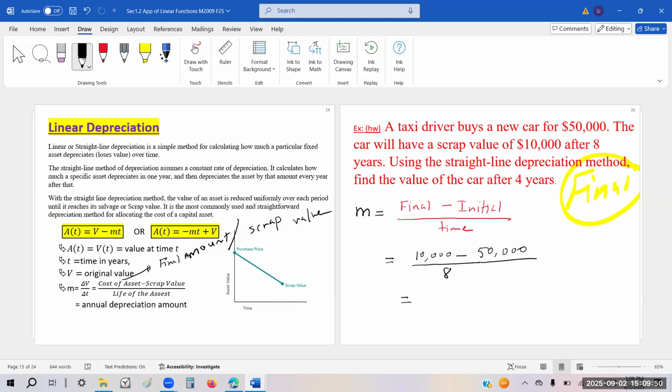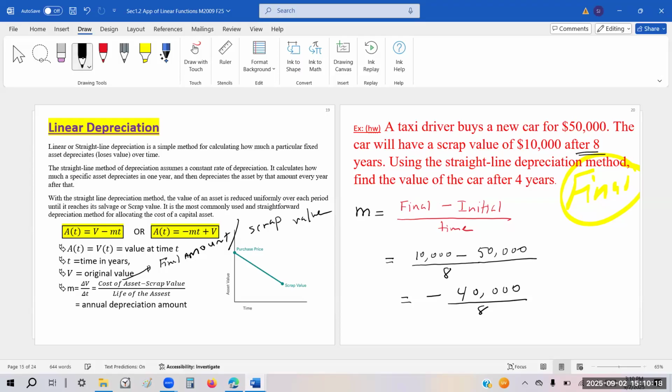So I'm not using that, I'm finding M manually. If you find it manually, we can see directly here we're going to get a negative result. 10,000 minus 50,000, you get positive or negative? Negative, because you're losing money. So we can see directly here that we have a negative M. 40,000 over 8.